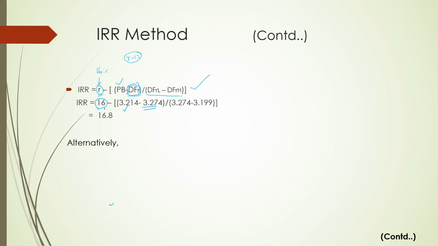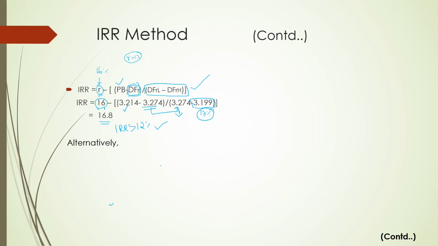Now, see here DFRL and DFRH. This is DFRL, that is 3.274. At 17%, this is the highest interest rate now. At this, the DFR was 3.199. So you are taking 3.199. After substituting all these values, you are going to get 16.8. Your IRR is greater than your cutoff rate of 12%, right? You're going to accept the project.